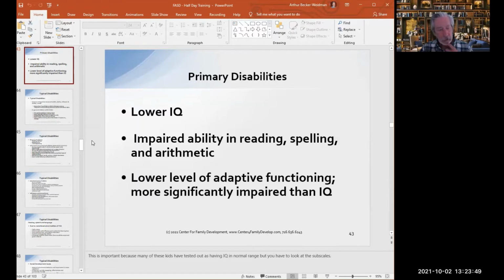Also, this is a good time to make the point. A child who's impulsive might have been prenatally exposed to alcohol, or could have ADHD.